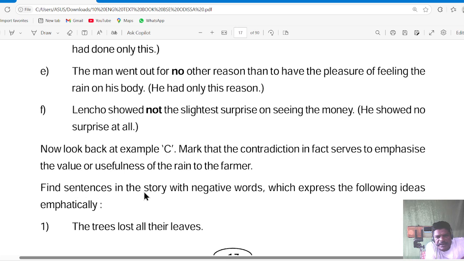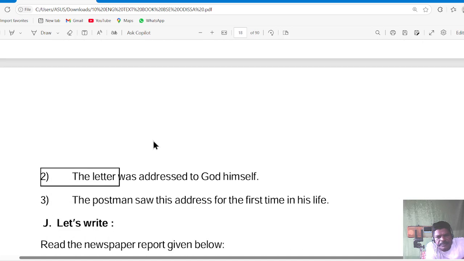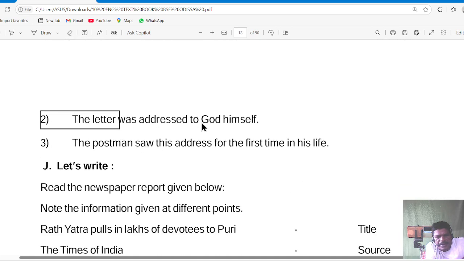Find the sentence in the story with a negative word which expresses the following ideas. In particular, the trees lost all their leaves. The letter was addressed to God himself. The postman saw this address for the first time in his life.